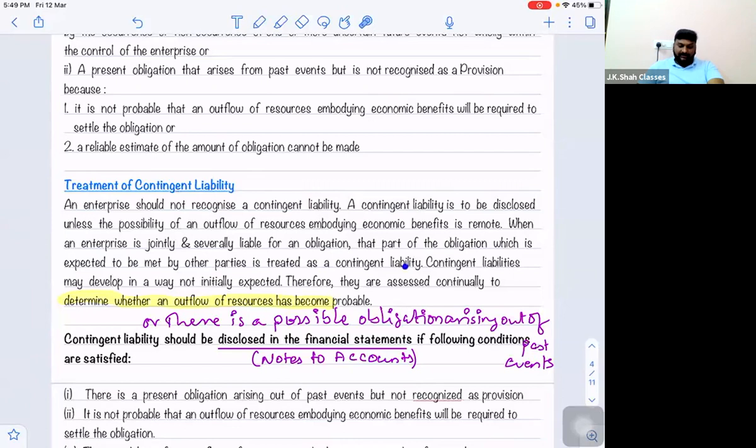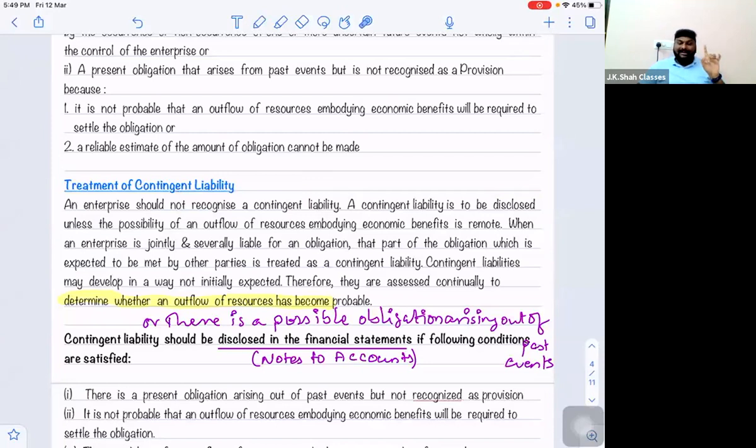I'll come to this point. Contingent liabilities may develop in a way not initially expected. Means, sir, if a court case goes on, the court case cannot be always in a same position. After every hearing, some new developments will come, some new evidences, some new facts and figures will come, which can change the course of the court case.